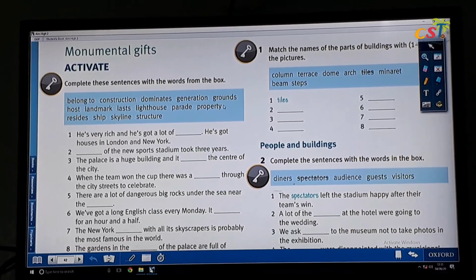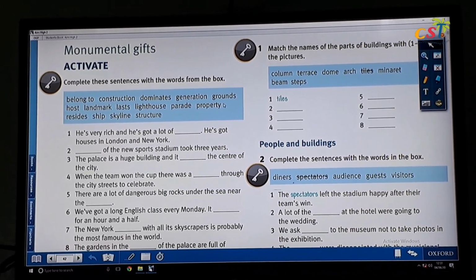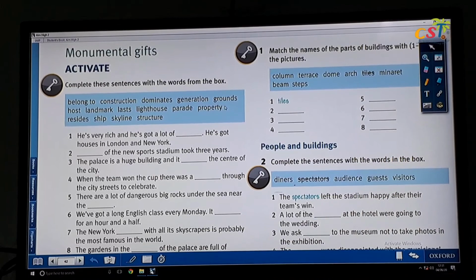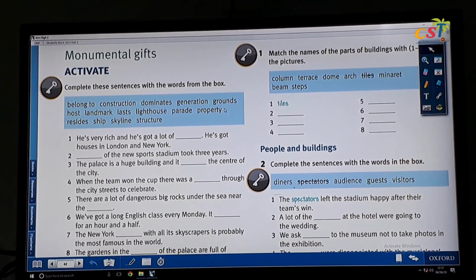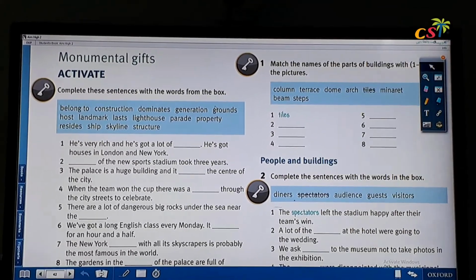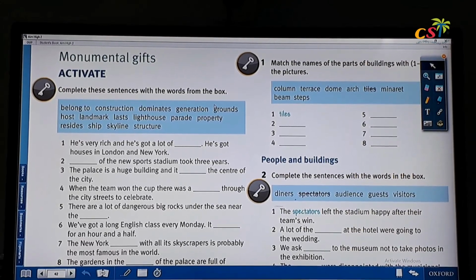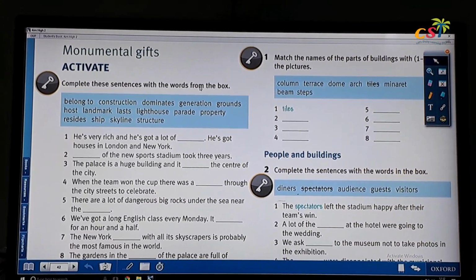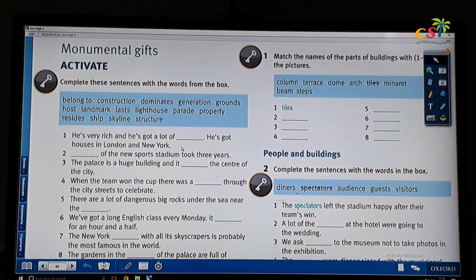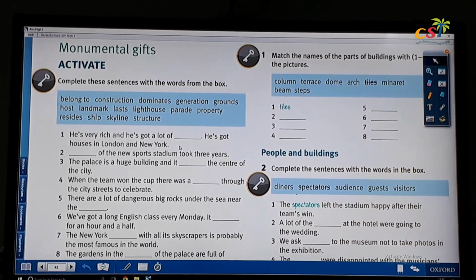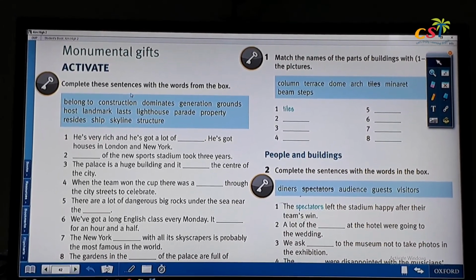Please open your student's book, page 42. Okay, student's book, page 42. Okay, already Michelle? Page 42. Good. Now take a look at the first part, activate.